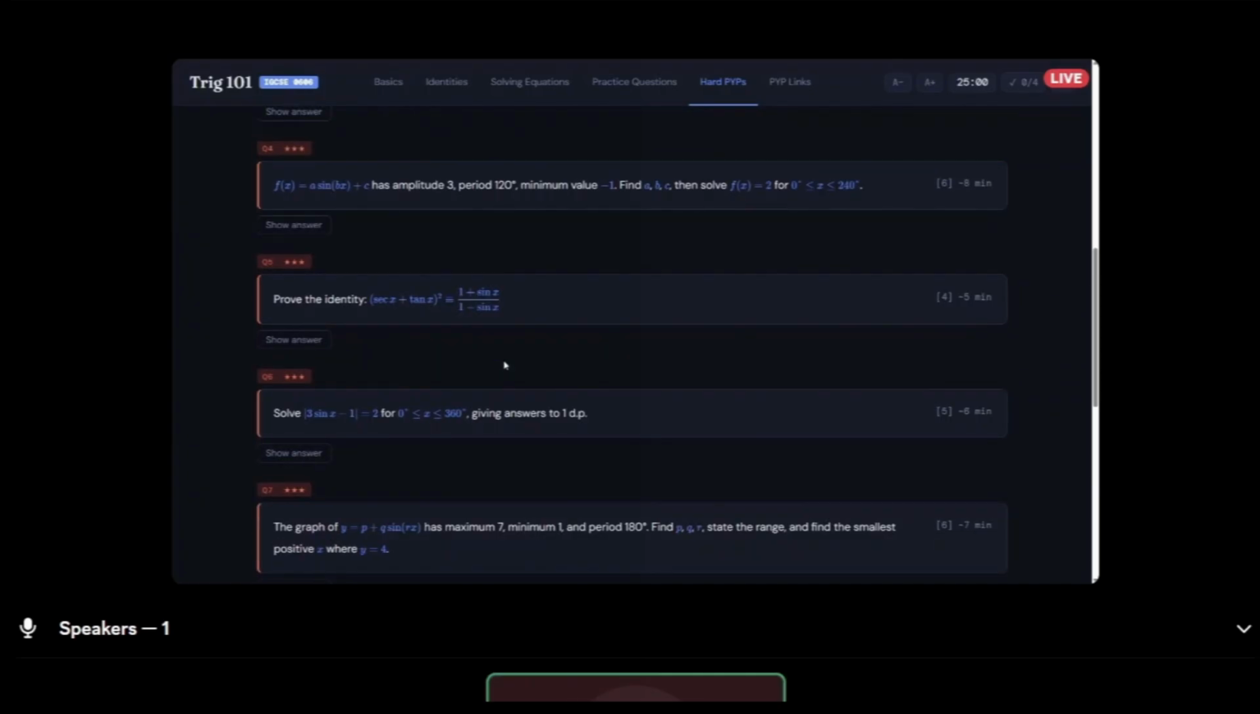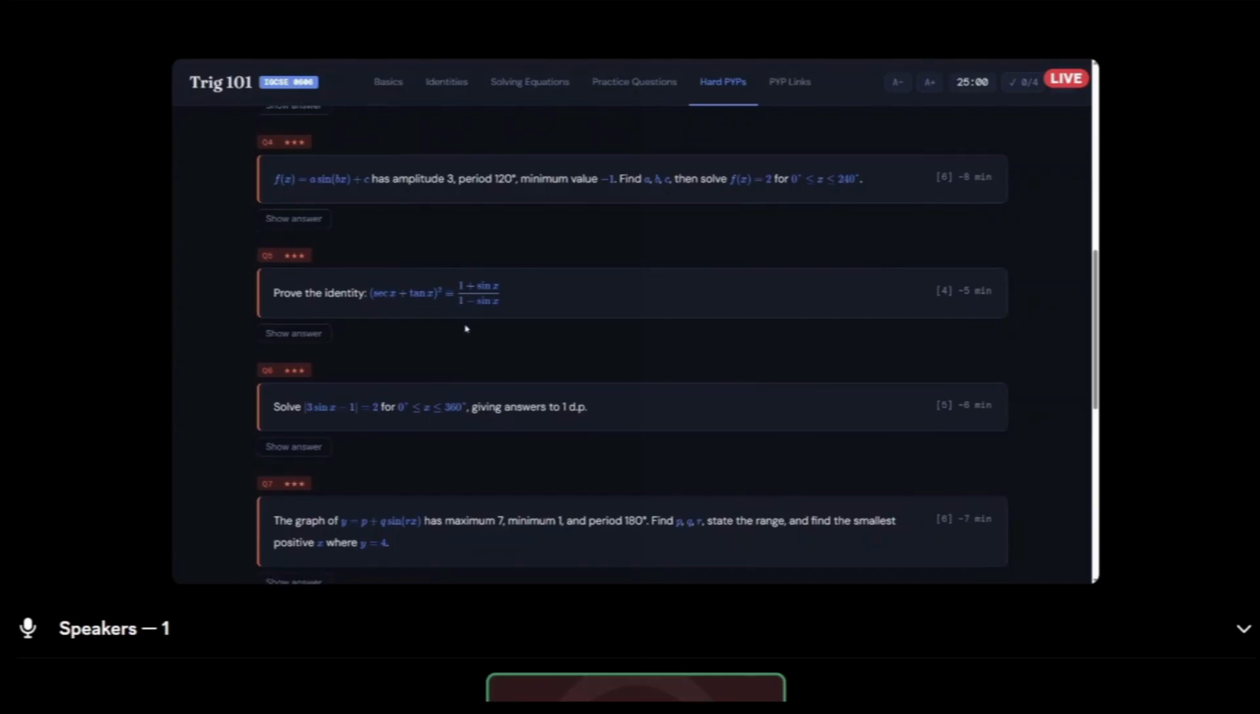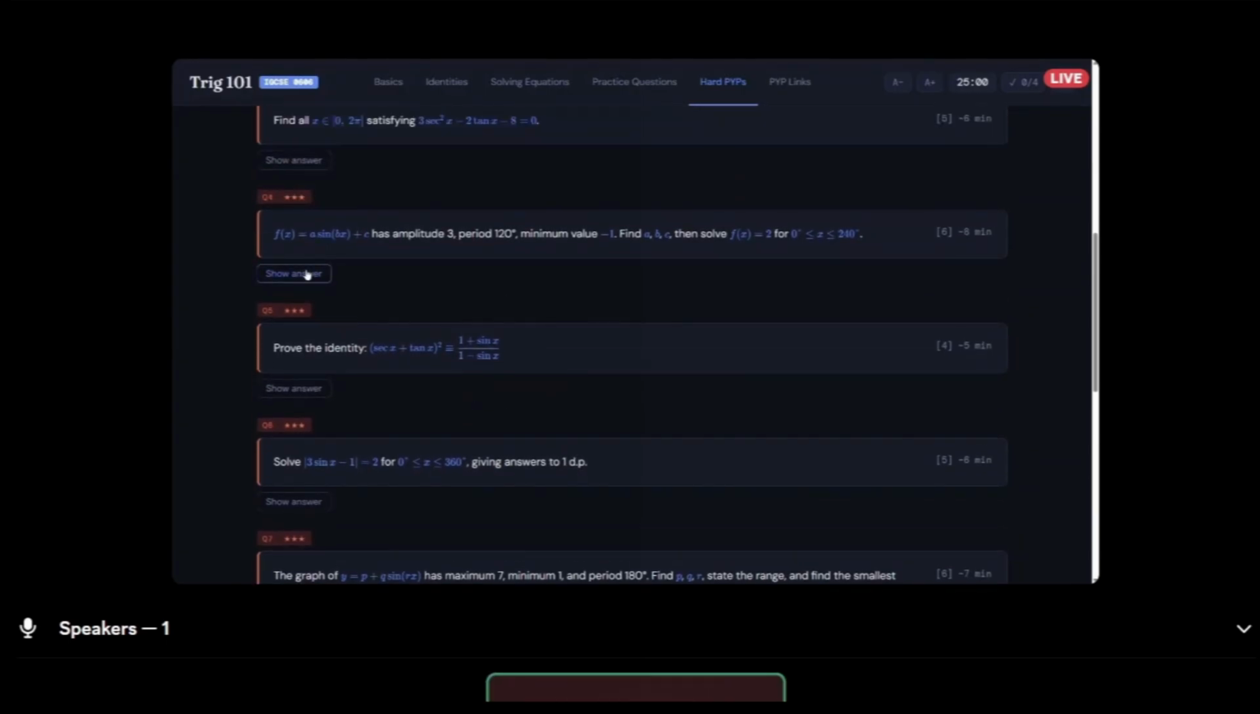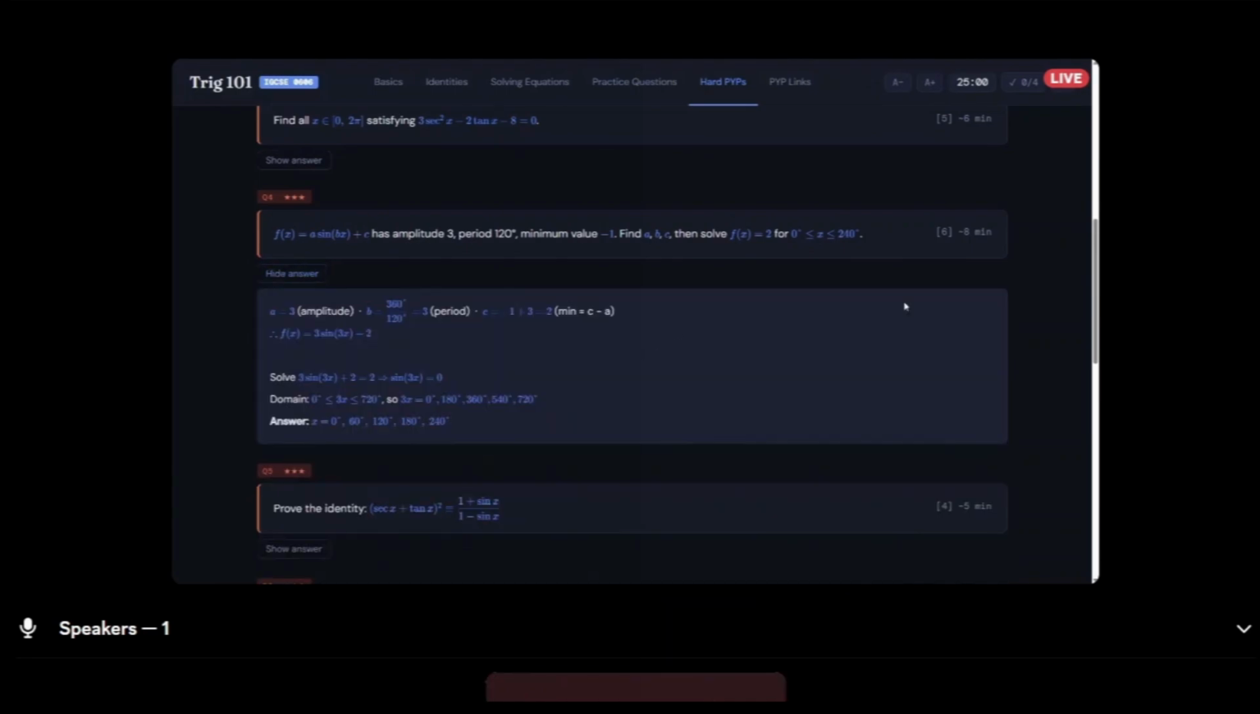Oh, actually, I'm going to explain now. There's still 6 more questions, and I only have 20 minutes left. So let's see. Finding A, B, C first. Amplitude is 3, so that's really easy. A is 3, and then the period is 120.